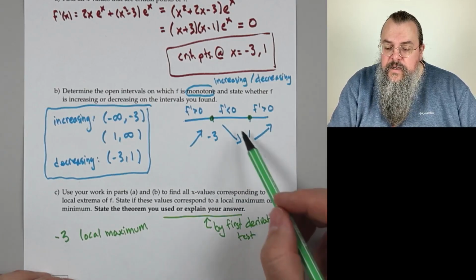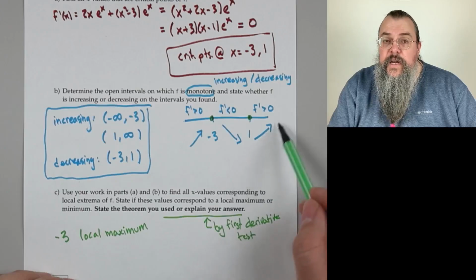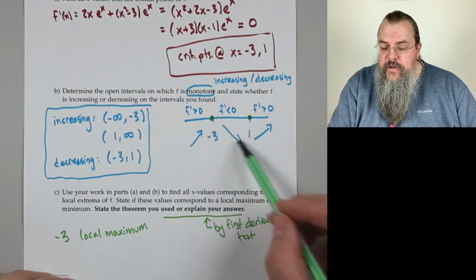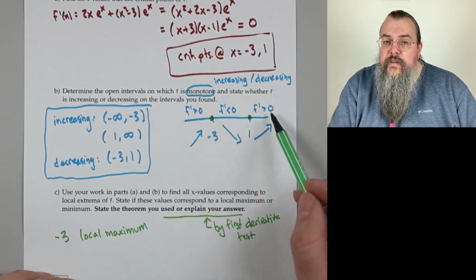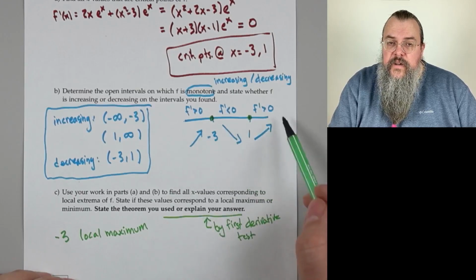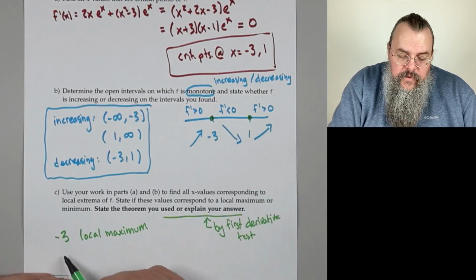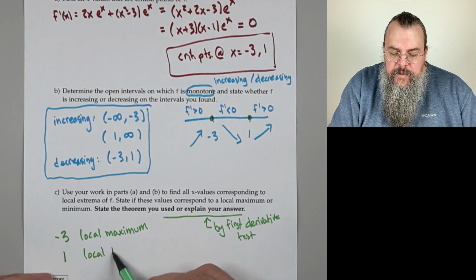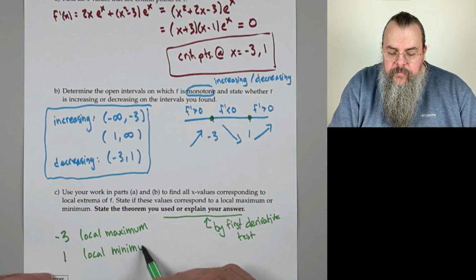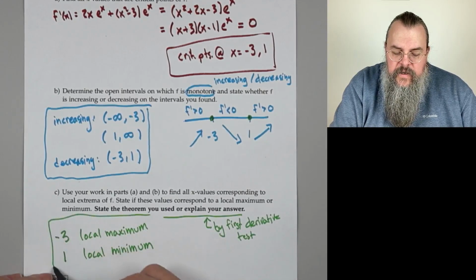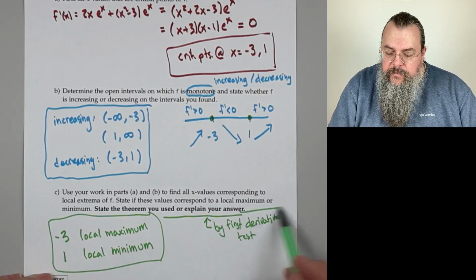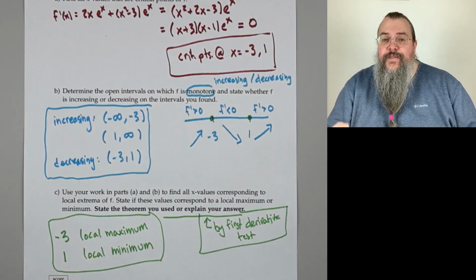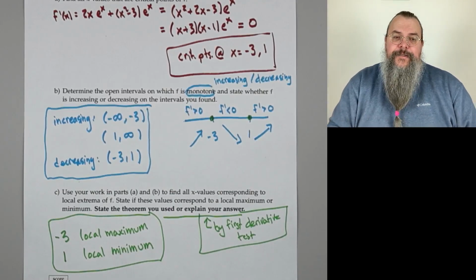Now what about 1? Well, we're going down and going up. Down and up. So 1 is at the bottom. It's in a little gully, if you will. So 1 is a local minimum. And there we go. First derivative test. That's what we're using. That's our idea.